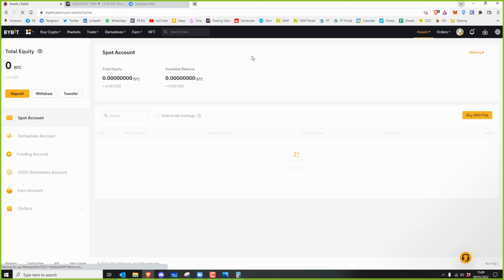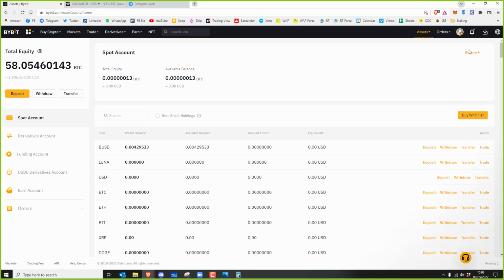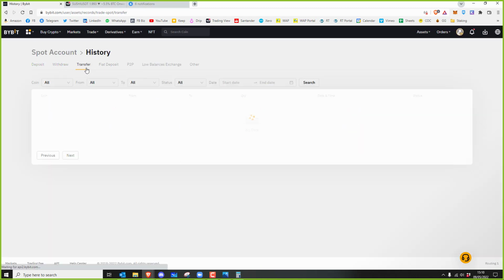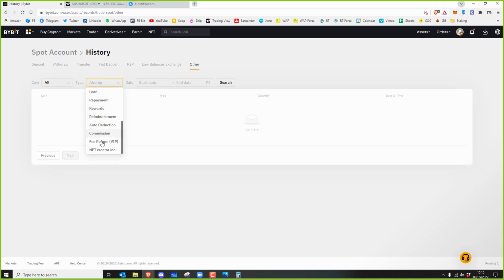Let's just recap. Go to your spot account, then click history. Then you can get account details and all sorts of stuff, your deposit history, withdrawal history, transfer, fiat, all sorts of stuff. But I'm trying to find my closed P&L. Is it here? One second. There's another way to do this.